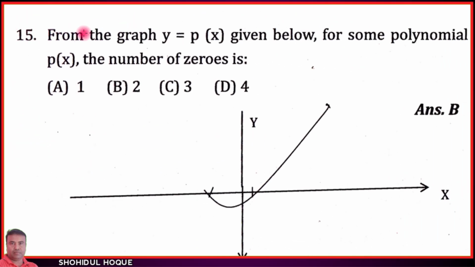Alright. Next question number 15. From the graph y equal p(x) given below, for some polynomial p(x), the number of zeros is option A 1, option B 2, option C 3, option D 4. Correct option B 2. How? We can find it from this graph: this is the x-axis. How many times is the x-axis touched or intersected by the graph? This is one time, this is another time, two times. So two times intersecting means the number of zeros will be 2.